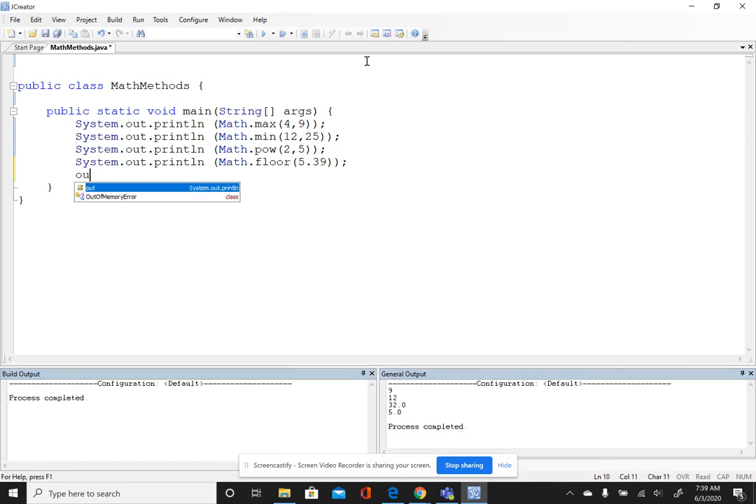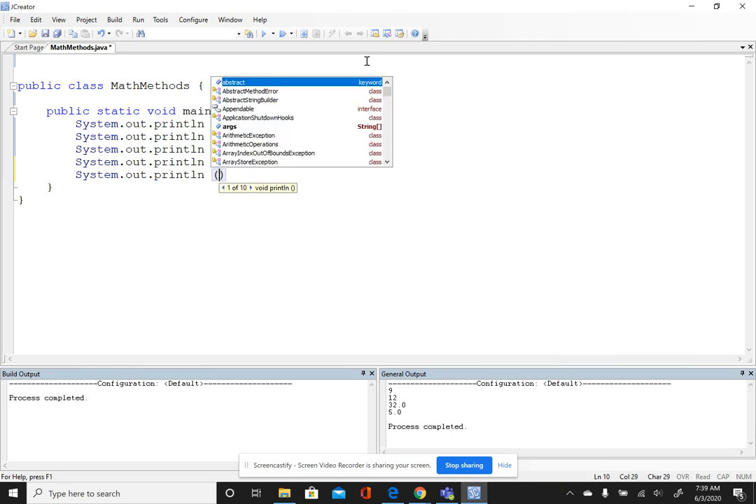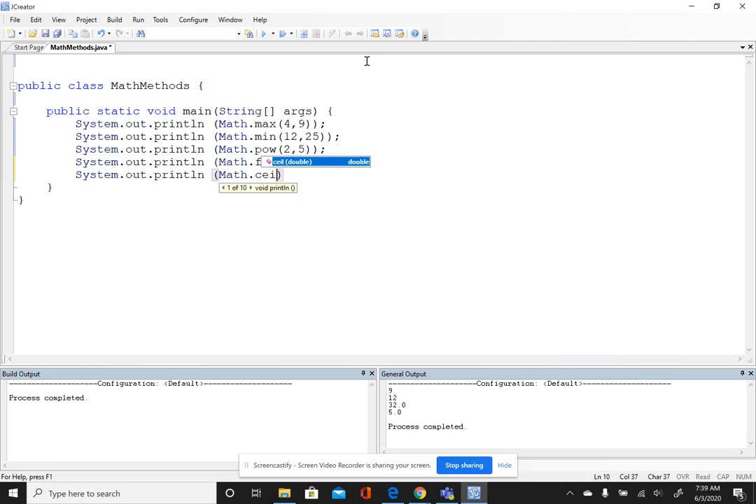Okay, and then for math.ceil, let's use the same number, 5.39. The highest number is 6.0. So for any decimal number between two integers, the lowest integer is called the floor and the highest is called ceil. So let's run this program. We're going to have 6.0.